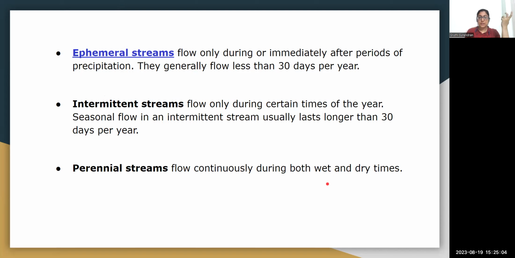Now, perennial streams, on the other hand, are streams that are available throughout the year, no matter whether it is a monsoon season, wet season, dry season, or anything. So these are the terms associated with the streams.